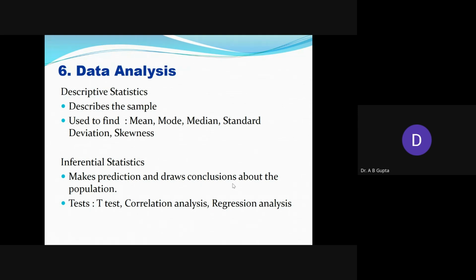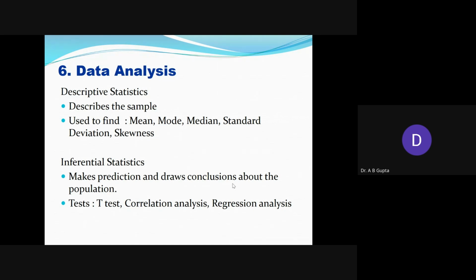Okay, I told you that there is a population, the bigger group. From that bigger group, because it is time consuming to collect the data from the population, you have a sample from the population, and you collect the data from the sample. So descriptive statistic is describing the sample, the characteristic of the sample. Descriptive statistic is dealing with the sample.